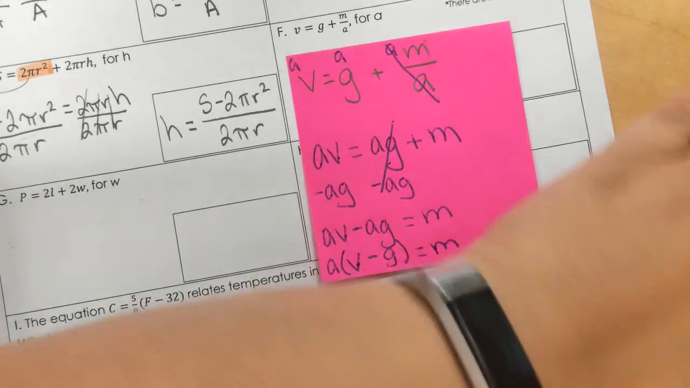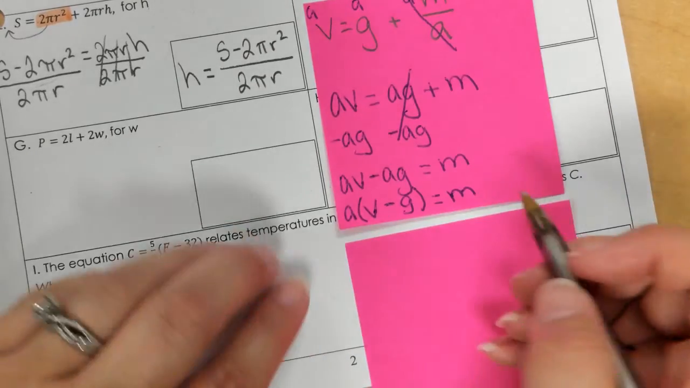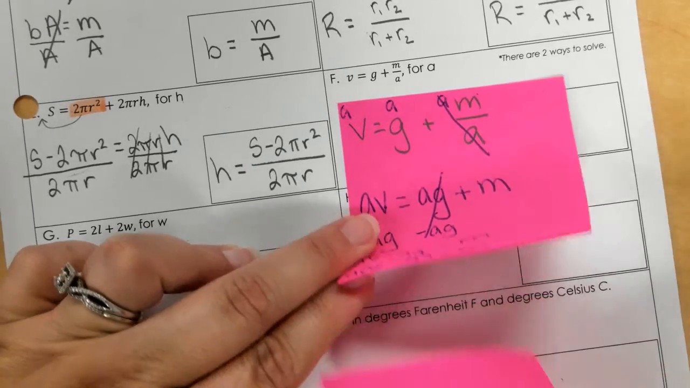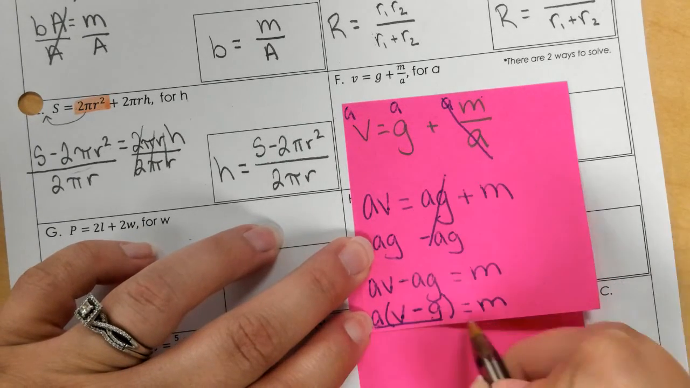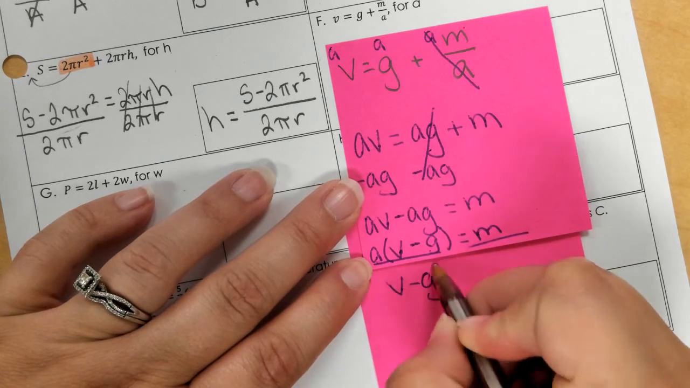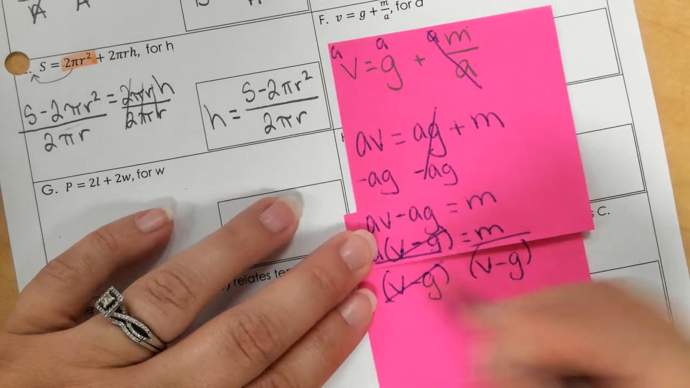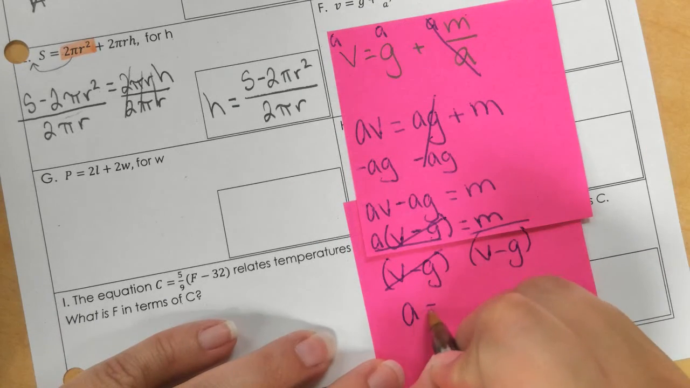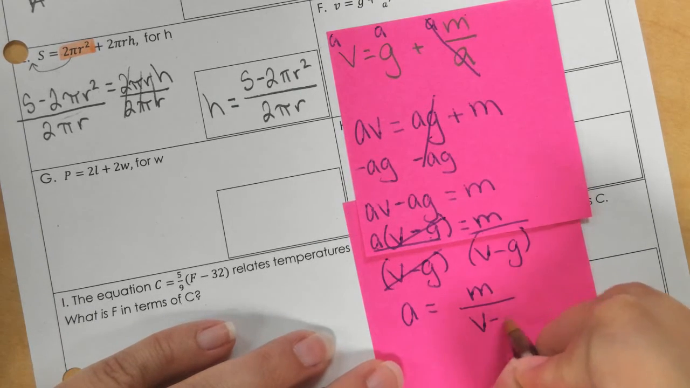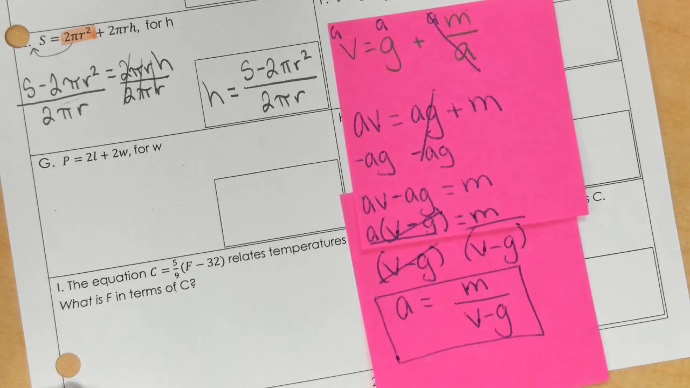Okay, then what I need to do to get the a by itself is divide this whole expression by v minus g. So this expression cancels, that cancels, and we have a equals m over v minus g. And that is the solution. Now that is the way with clearing the fraction. And most times clearing the fraction does make things easier. In this case, it's a little more complicated.